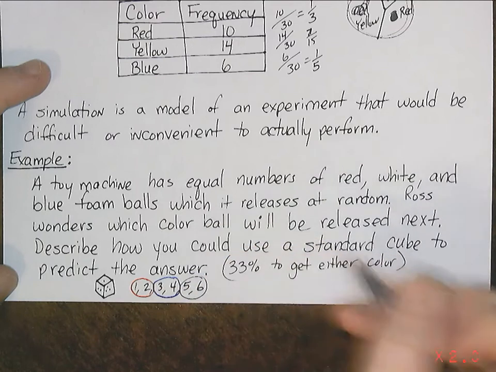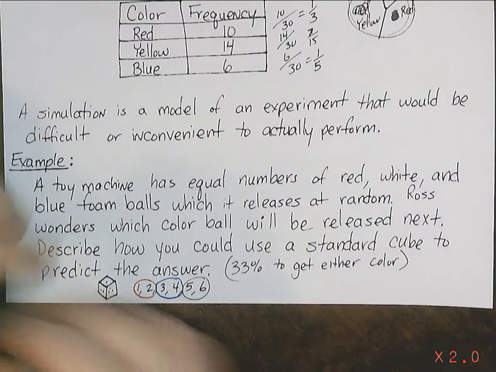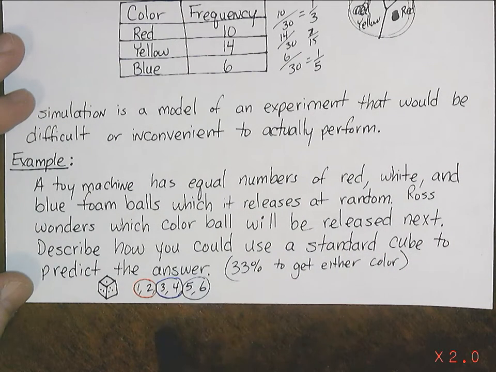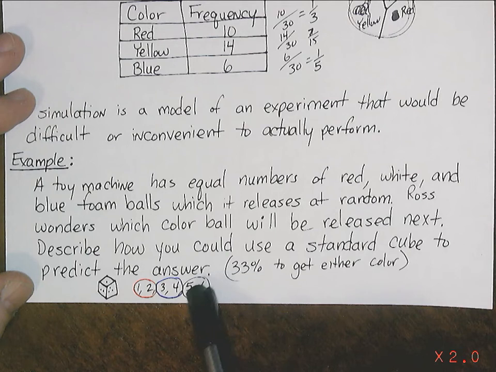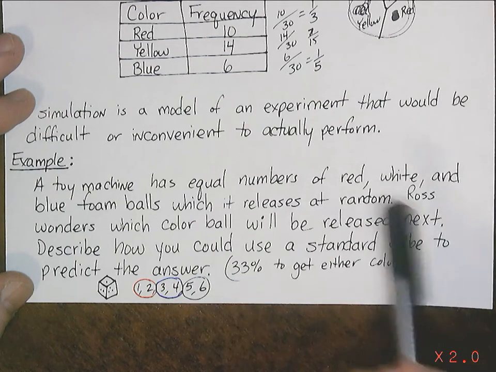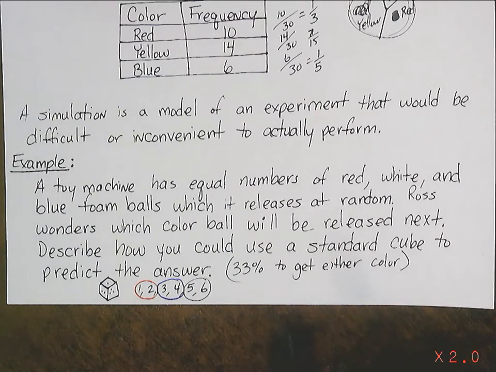So 1 and 2 could be red. If you roll a 1 or 2, you got a red. If you roll a 3 or 4, you got a blue. That could represent a blue foam ball. Or if you rolled a 5 or 6, that could represent a white foam ball. So that's one way of doing that, and that's what that example means.